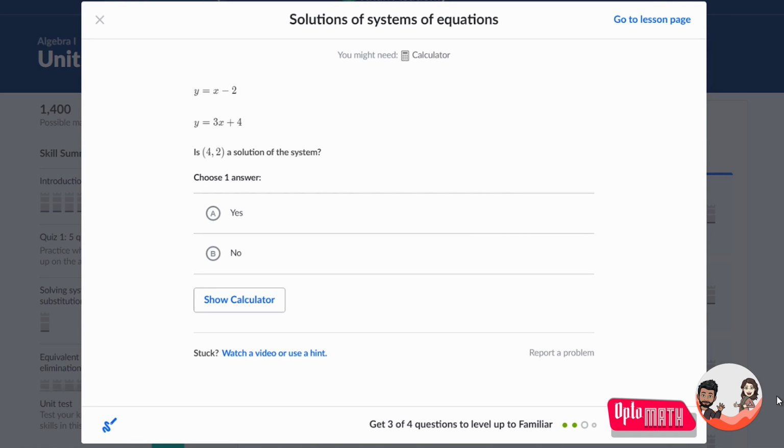Hey, we got a system. We gotta find the solution of the system of equations. We got y equals x minus 2. We got y equals 3x plus 4. Is (4, 2) a solution? That's what we're about to find out, Opties, okay?